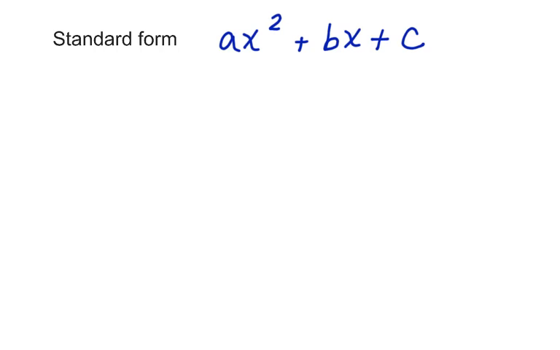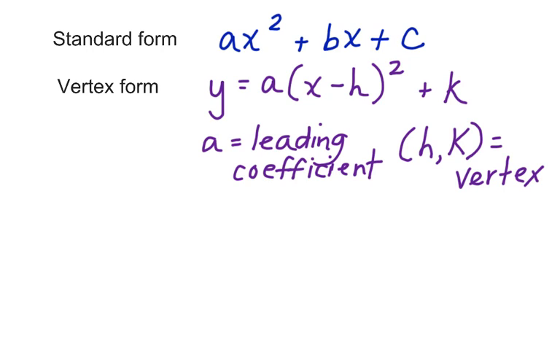Now we're going to learn about a new form of a quadratic equation called the vertex form. Here's the vertex form of an equation right here. y is equal to a times the quantity x minus h squared plus k, where a is the leading coefficient of the equation and h and k represent the coordinates of the vertex. Now let's look at how to use the vertex form of a quadratic equation to solve for the vertex.